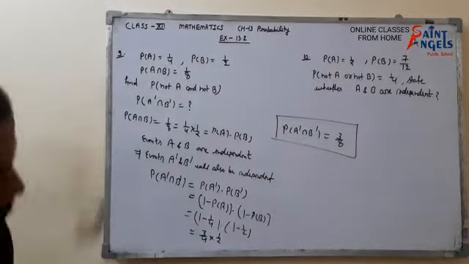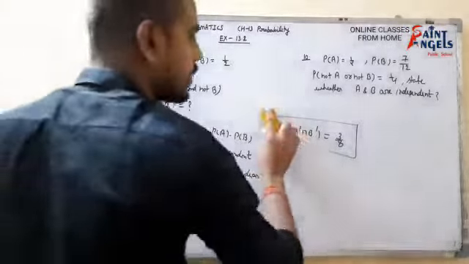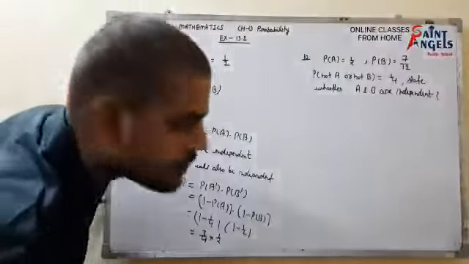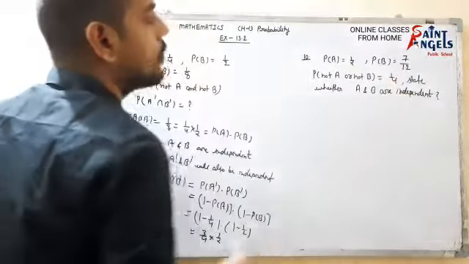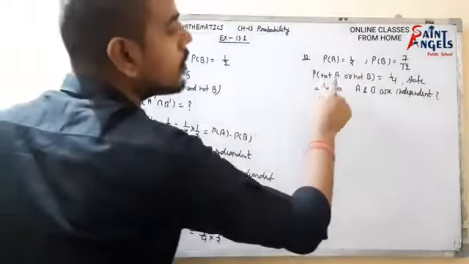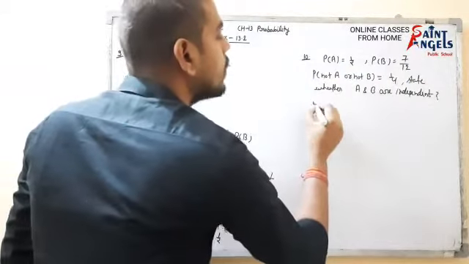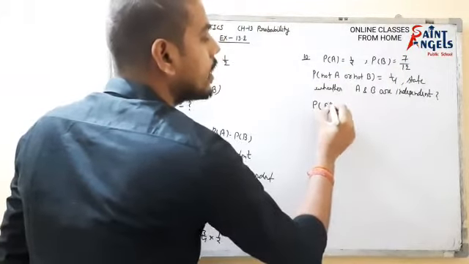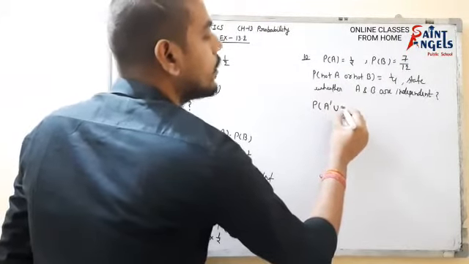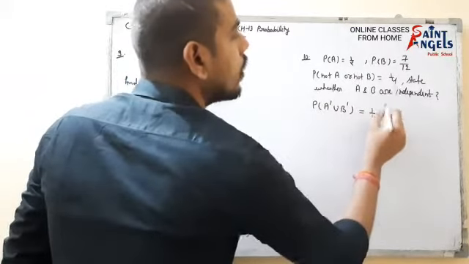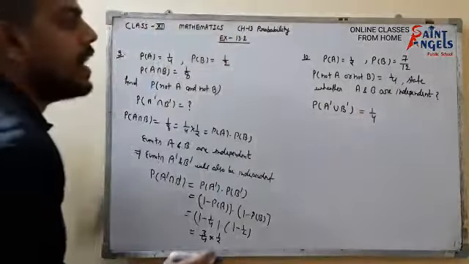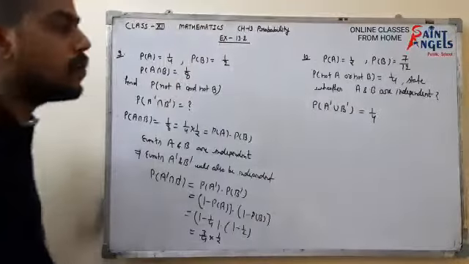Okay, now look at the second question, number 10. Here P(A) equals 1 by 2, P(B) equals 7 by 12. We are given P(not A or not B). We are given P(not A, or means union, not B) equals 1 by 4. We have to state whether A and B are independent events or not.